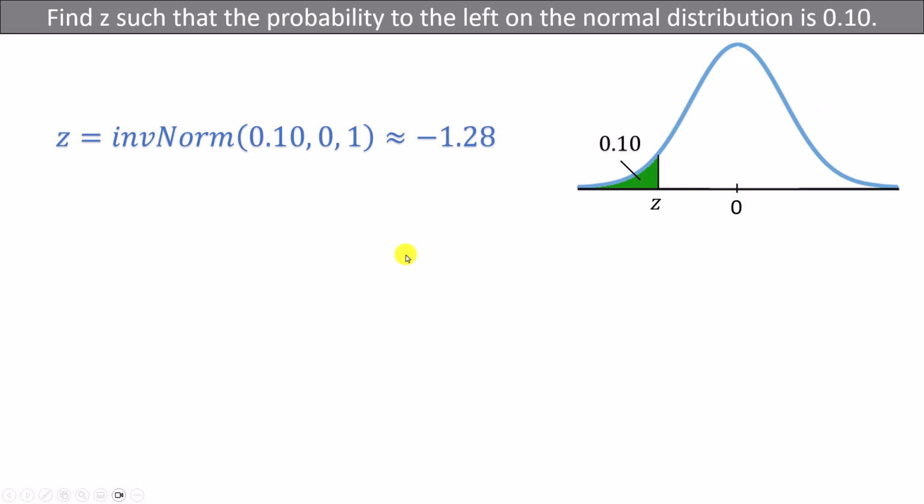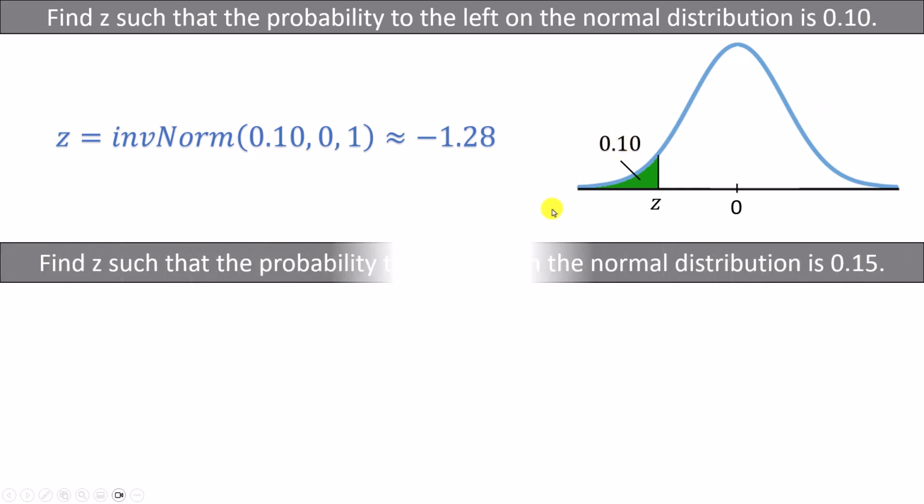The z-score such that we have 10% of the area on the normal distribution to the left is negative 1.28. Now, the main thing to watch out for with these inverse norm problems is sometimes the problem description will not give you the area to the left. You might instead be given the area to the right. But we know since the entire distribution must add up to 1 or 100%, if we know the area to the right, we can always solve for the area to the left. Let's look at an example.